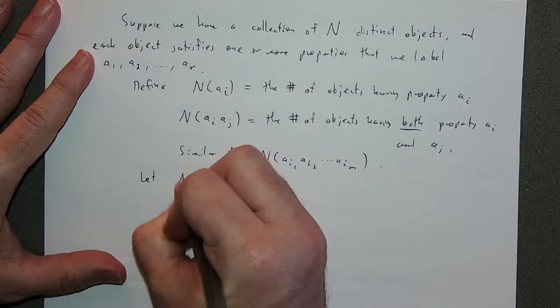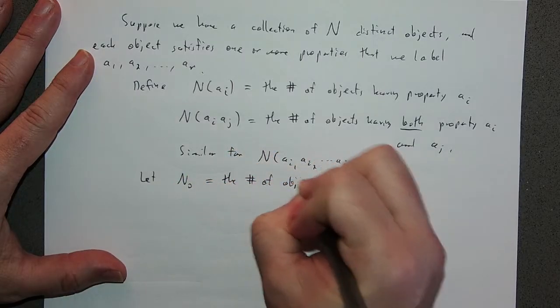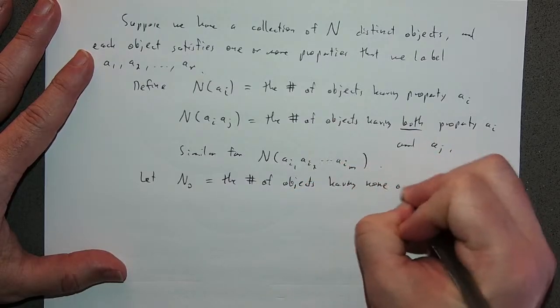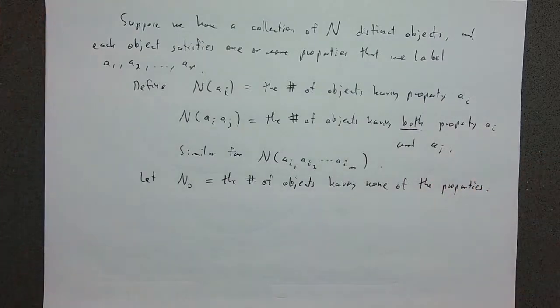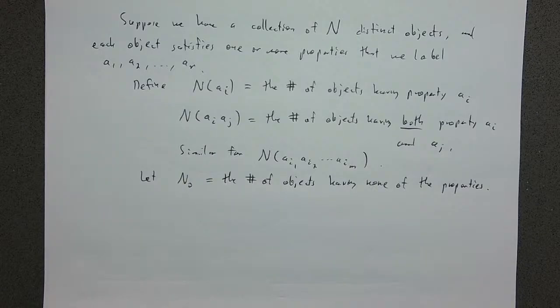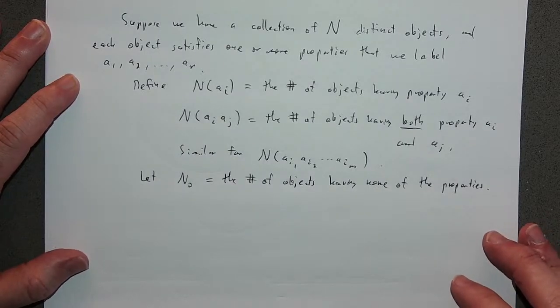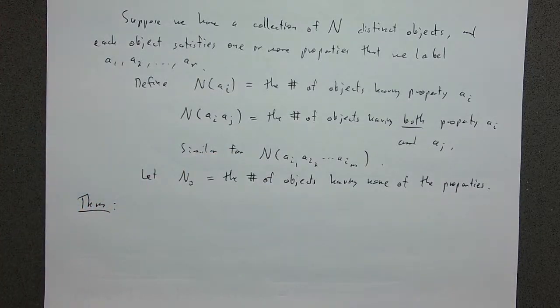Let n naught equal the number of objects having none of the properties. So in our previous example with the beads, the question we asked was how many beads weren't glass, weren't red, and weren't spherical. That would be our n naught here, right? Okay. So now we can state the theorem.